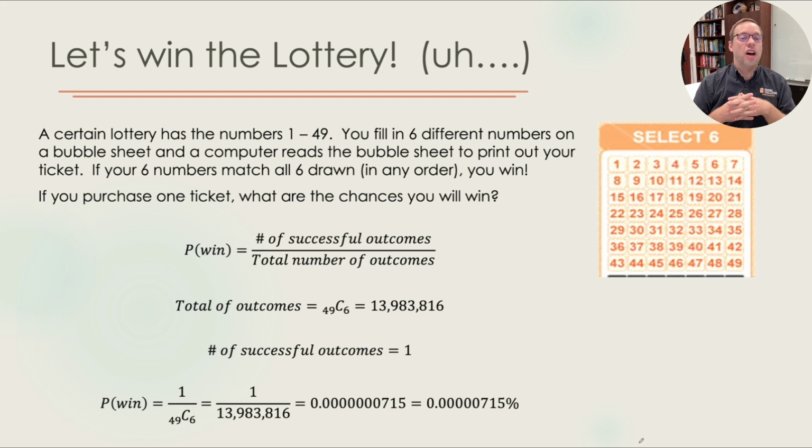But here we go. A certain lottery has numbers 1 through 49. You get to select 6 different numbers on your bubble sheet. The computer reads them, and if your 6 numbers match the lottery's 6 numbers, then you win. But the order does not matter. It doesn't matter if you picked 1, 10, 20, or if you did 10, 1, 20. The order doesn't matter. All that matters is that your 6 selected numbers match the 6 numbers of the lottery.